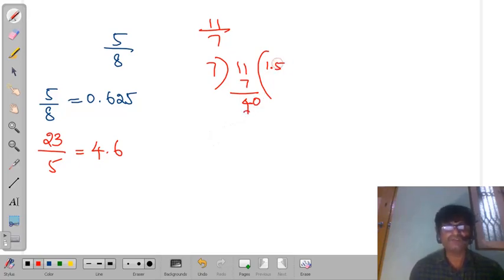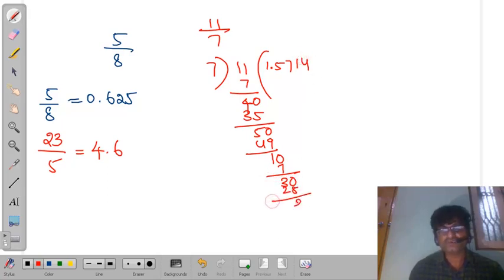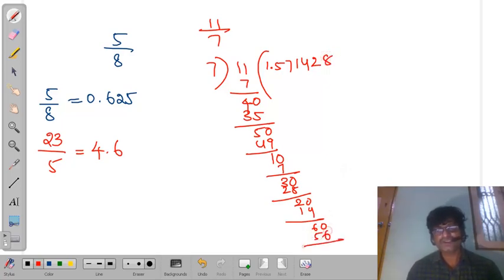7 times 5 is 35. 5, put 0. 7 times 7 is 49. 1 will be here. You take 10. 7 times 1 is 7. 3 will be 30. 7 times 4 is 28. 2 will be, 7 times 2 is 14. 6 will be here, remainder 60. 7 times how much will be 60? 7 times 8 is 56. 4 will come. Now if you observe 4 here, you have to take 0 here.